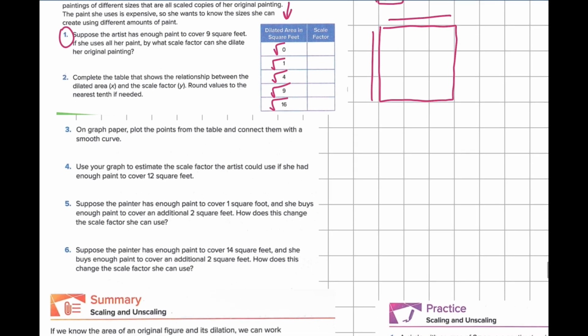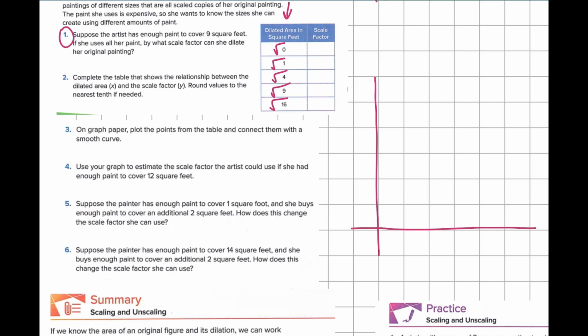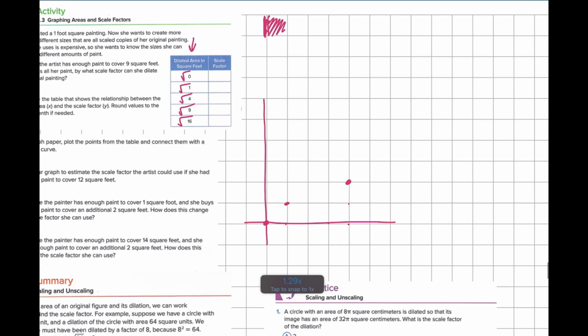On graph paper, plot the points from the table and connect them with a smooth curve. So let's plot some points. 0 squared is 0. Square root of 0 is 0. Square root of 1 is 1. The square root of 4, so we're going to go 1, 2, 3, 4, is 2. So up 2. There's that. Our next perfect square is 9. So 4, 5, 6, 7, 8, 9. And the square root of 9 is 3.